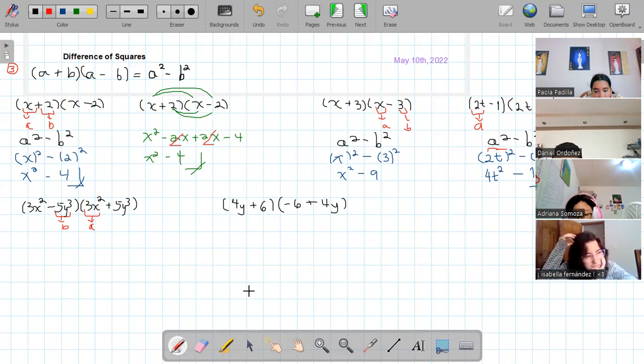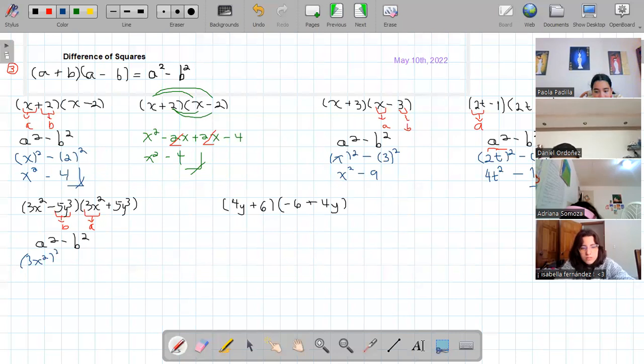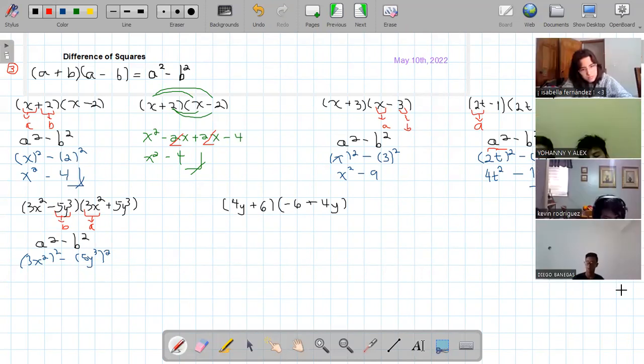So let's use the formula that we have over here. We always copy the formula so we don't forget what we're doing. And we just go ahead and substitute. So we're going to say 3x to the square, and that goes to the square, minus b, which is 5y cubed, and that also goes to the square. What do we do in this case to solve it?